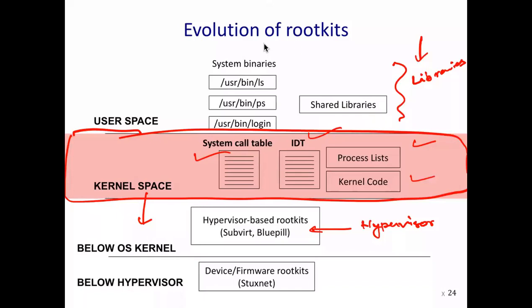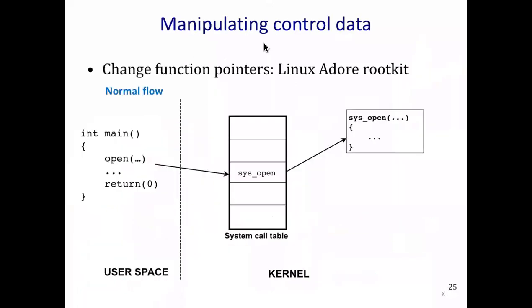Okay, and then it can be below the hypervisor, like device and firmware and so on and so forth, right? So this rootkit can be installed anywhere: below the hypervisor level, at the hypervisor level, then kernel space, and then user space of the kernel. Okay, so one example is here.